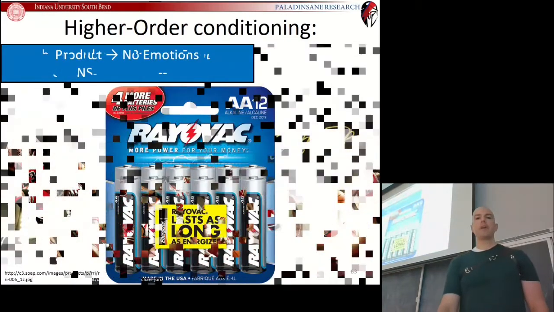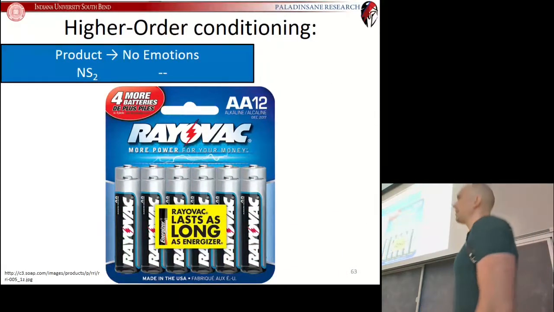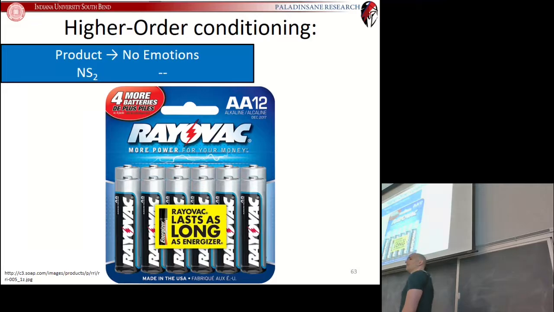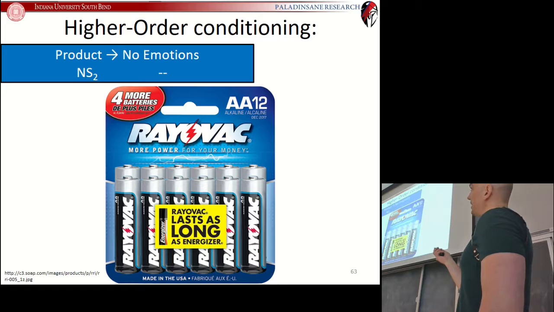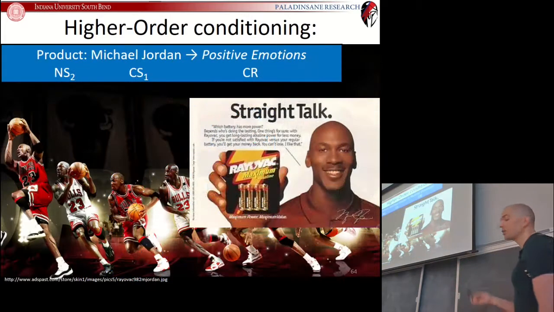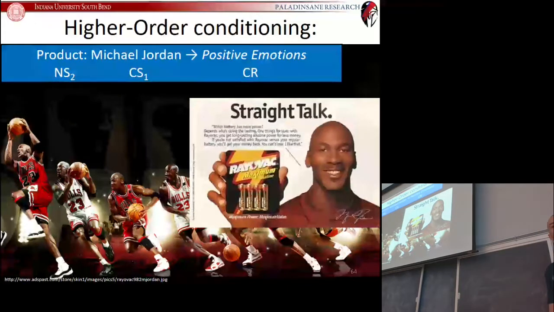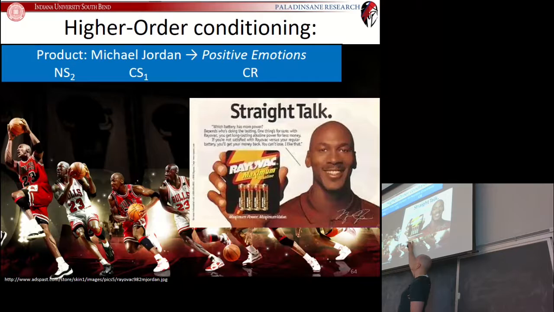And we here at Rayovac have our batteries, and our batteries are a neutral stimulus. We show people our batteries, and they're like, I never heard of Rayovac. I don't have positive emotions. I don't got negative emotions. Who is Rayovac? It's a neutral stimulus. But they can take that neutral stimulus, which causes no emotions, and now's where the celebrity endorsement comes in. Now is where they're going to pair their product, that neutral stimulus, with a conditioned stimulus of Michael Jordan.